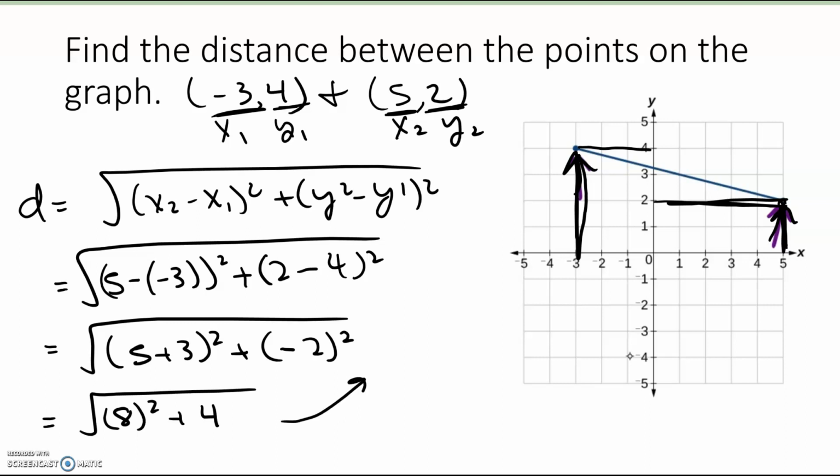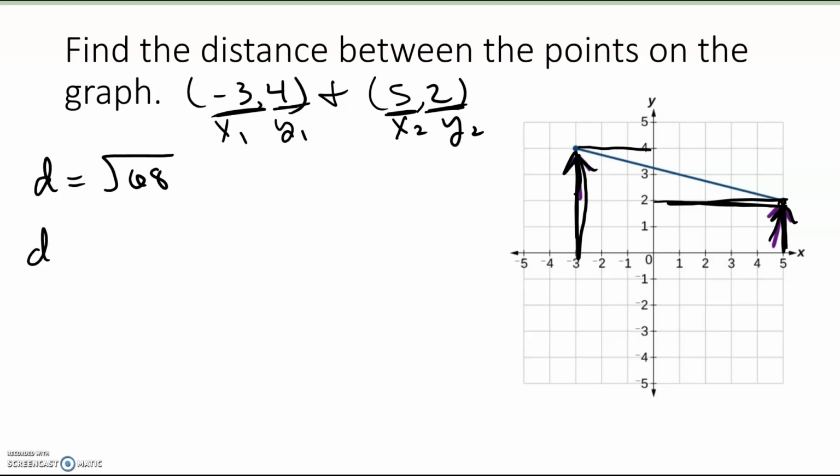So then we've got D is equal to 8 times 8 is 16 plus 4. So D is equal to the square root of 20. Oops, I'm sorry. 8 times 8 is not 16, that's 8 times 2. 8 times 8 is 64. So now this is the square root of 68.